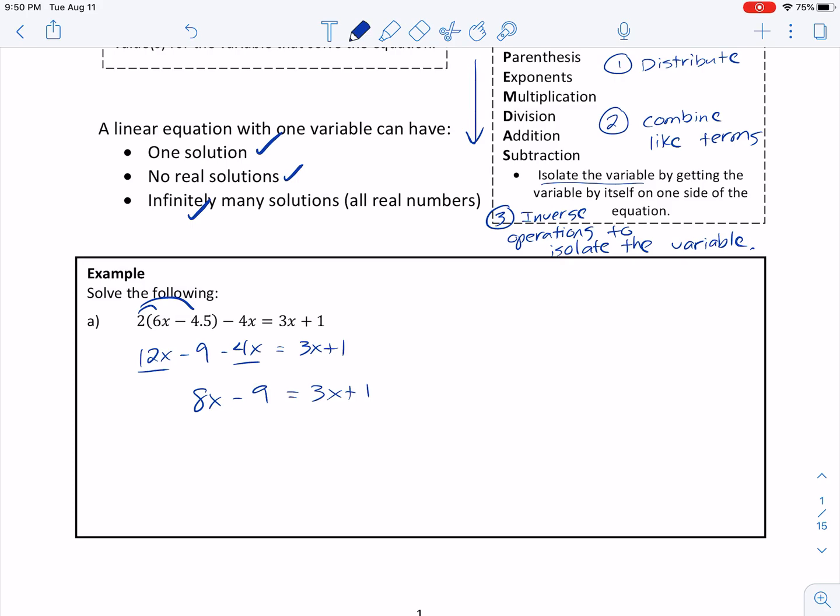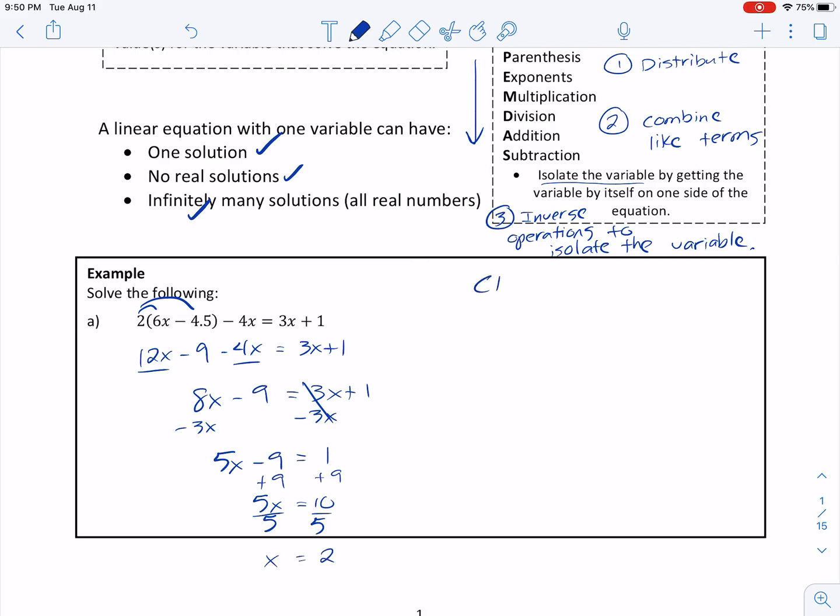And now we can start isolating. Get the variables on the same side. So move your 3x over. We get 5x minus 9. If we have our variables on the left side of the equation, we're going to move everything else over. And we get x equals 2.